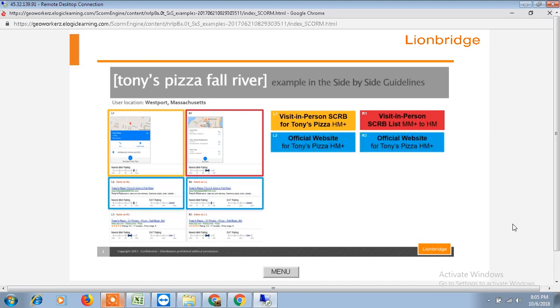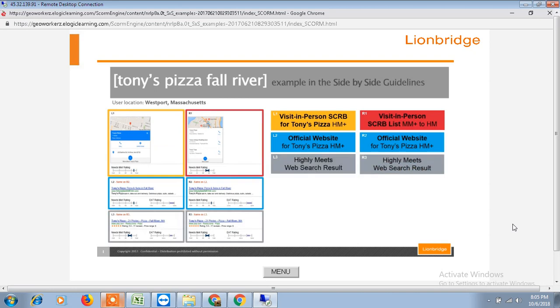L2 and R2 are for the official Tony's Pizza website and rated highly meets plus for satisfying one intent, the website intent. All of the other results are web results. Let's take a look at the side-by-side rating. Remember, side-by-side rating is where we try to decide which side has the best set of results and why. I'm using color blocking to help distinguish between the different types of results.